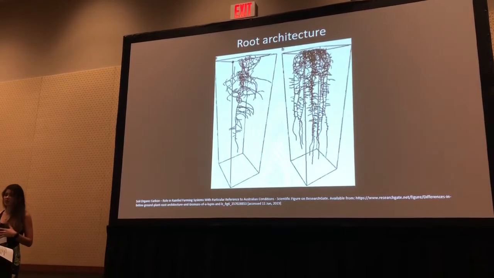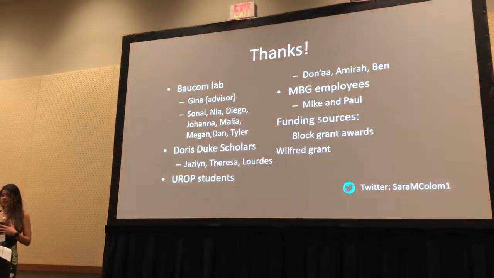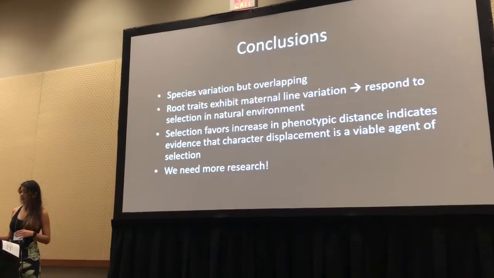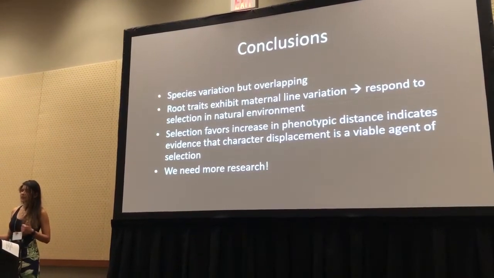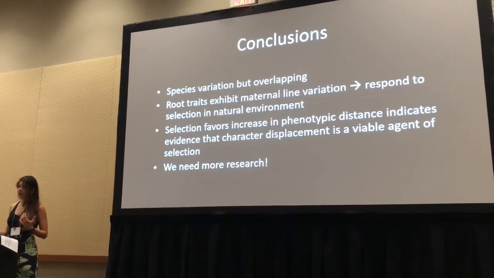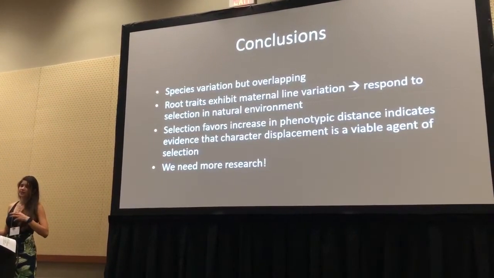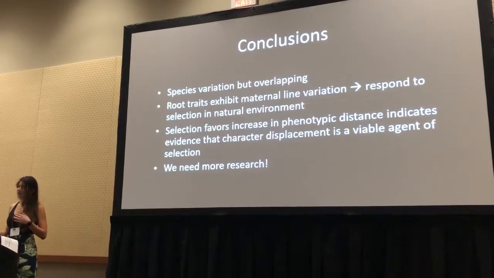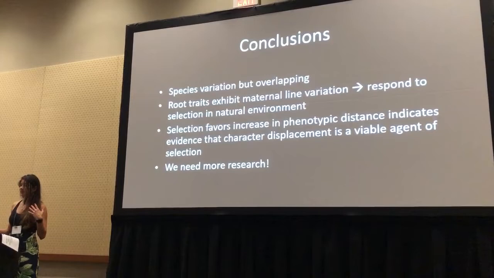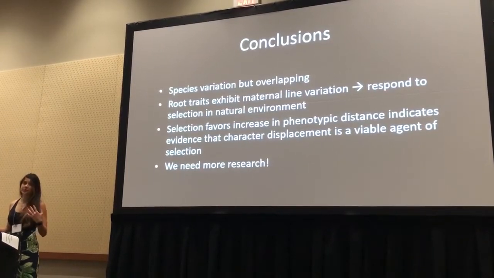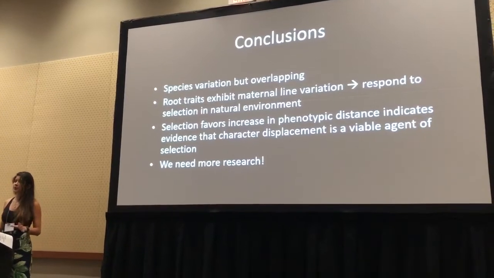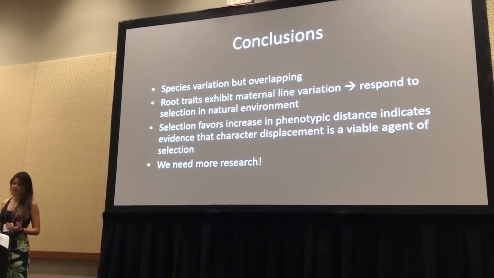And with that, I want to conclude quickly by reiterating some of the results and key points of my findings. That species, the morning glory species here, had overlapping variation, indicating that their niches are conserved. That root traits exhibit maternal line variation, so they can potentially respond to selection, which is important for evolution overall, but also a criteria for character displacement.